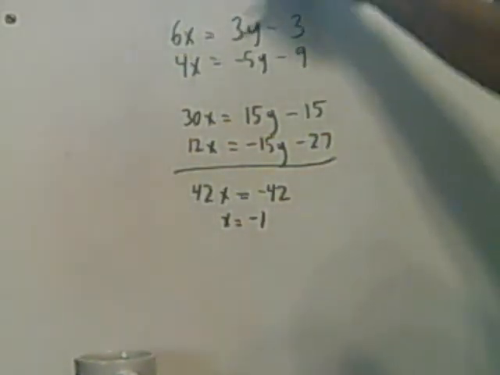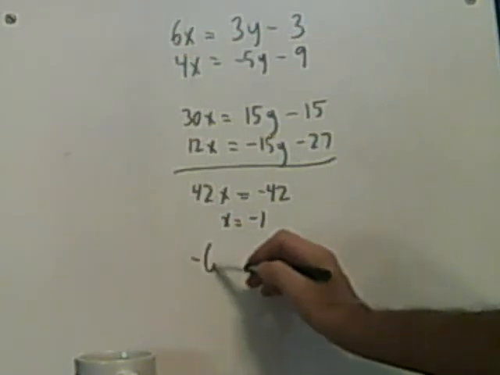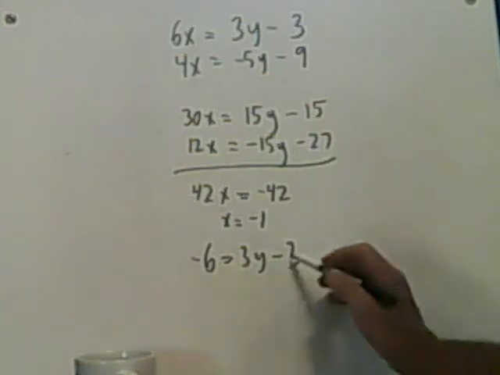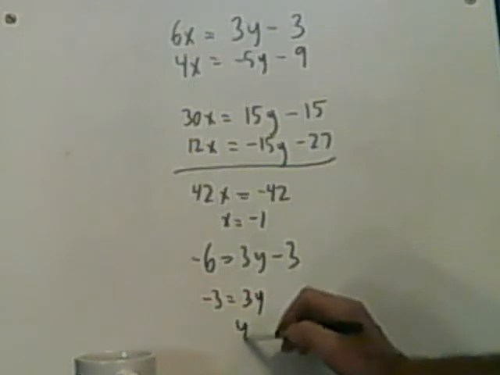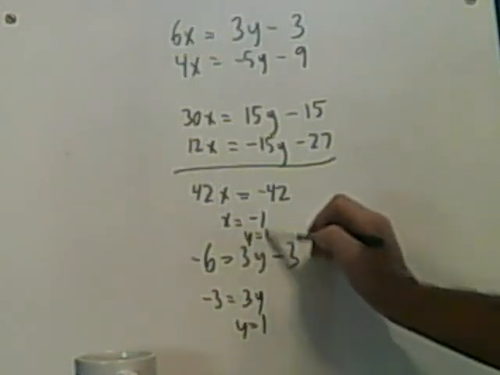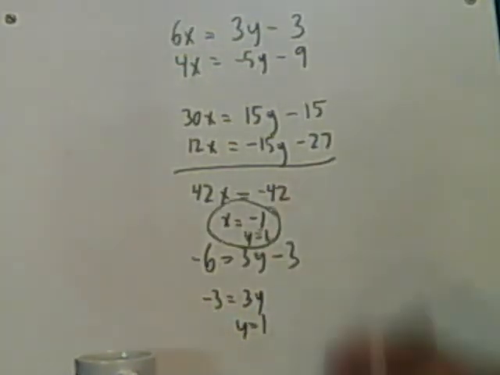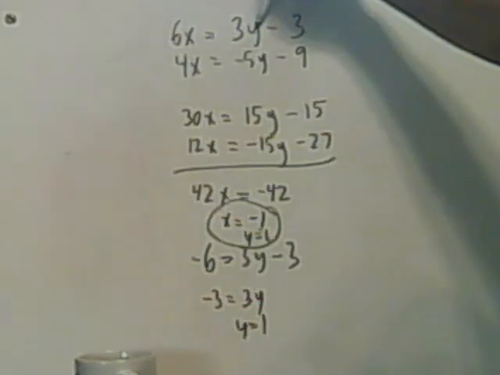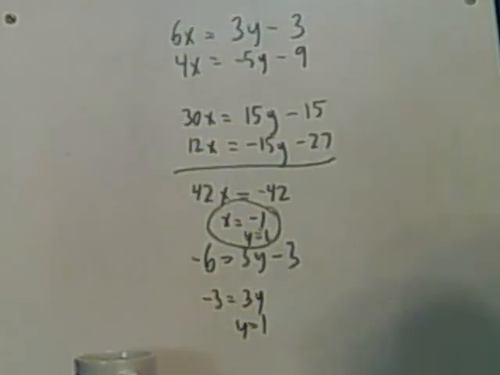If I plug in negative 1, then I can solve for y. So let's use the first equation to do that. Negative 6 is equal to 3y minus 3. Or, bring the 3 over, negative 3 is equal to 3y, or y is equal to negative 1. Oops, negative 1. So let's check it. Negative 6 equals negative 3 minus 3. So negative 1, that is a solution. Okay. That was number 32.